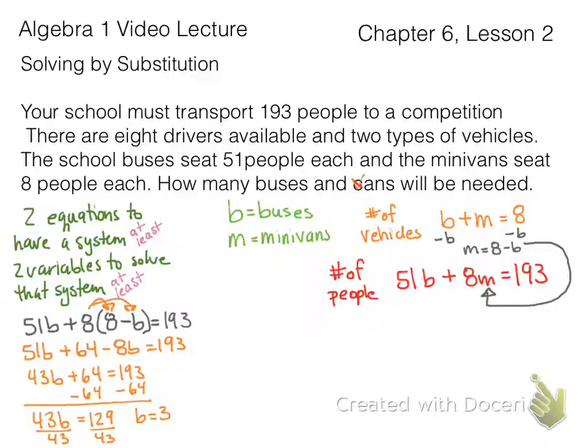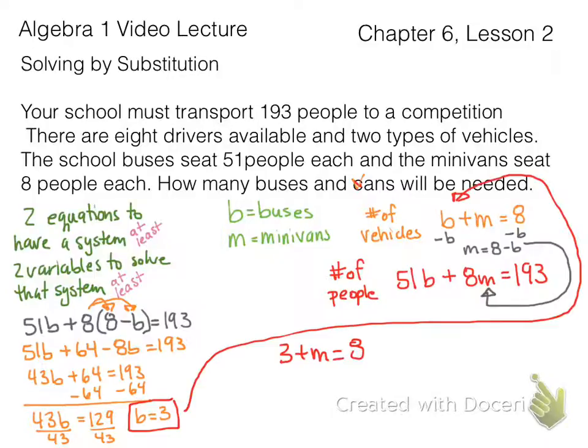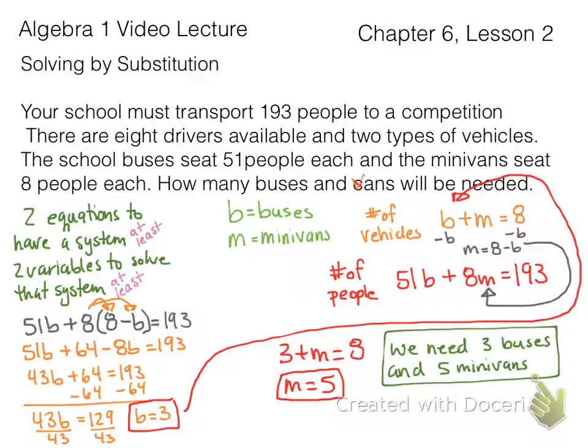Pretty cool, huh? So how many buses do we need? We need 3 buses. Now we're going to plug my 3 buses back into that first equation up there. And we're going to have 3 plus m equals 8. m equals 5. So that means we need 3 buses and 5 minivans, which makes sense because we only had 8 people to drive those 8 vehicles.